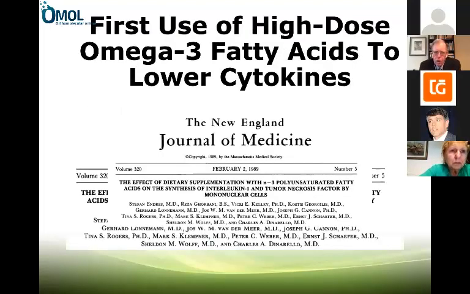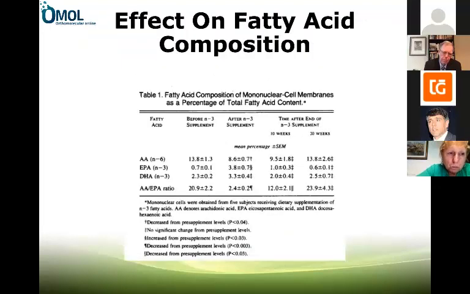This is an article published over 30 years ago in the New England Journal of Medicine by researchers from Harvard Medical School. These were the early pioneers in cytokine research. And their experiment was a simple one.